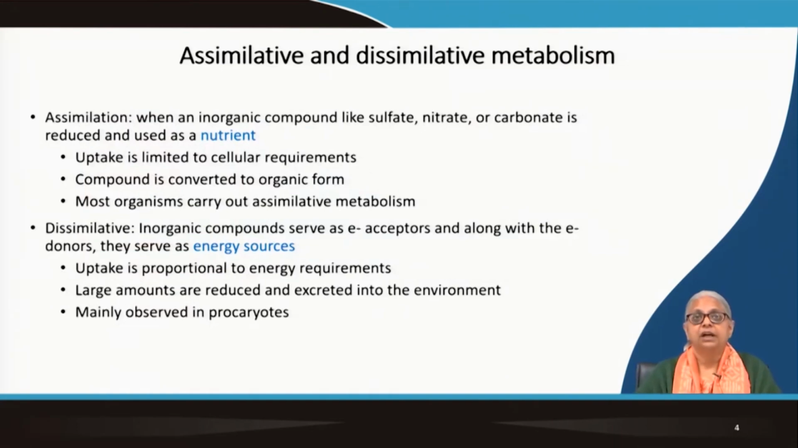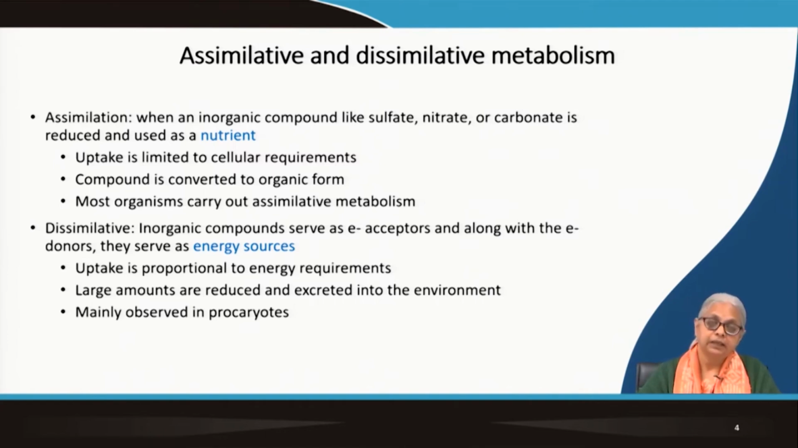Let's define assimilative and dissimilative metabolism clearly here. Assimilation is when an inorganic compound like sulfate, nitrate, or carbonate is reduced and utilized as a nutrient. Remember what I said about macronutrients and micronutrients. Sulfate, nitrate, and carbonate are macronutrients. They have to be reduced and turned into organic biomass, and that's why they are macronutrients. Their uptake is limited to the cellular requirement.